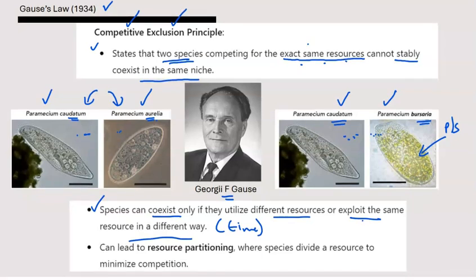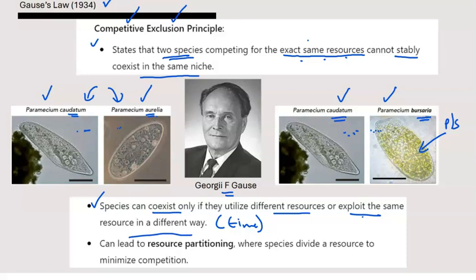Where two species do come into competition, it may be possible by changes in the species' behavior for one species to focus on one part of the resources and another species to focus on another part of the resources. And we call this resource partitioning. And that may be possible to minimize the competition and for two species to coexist.